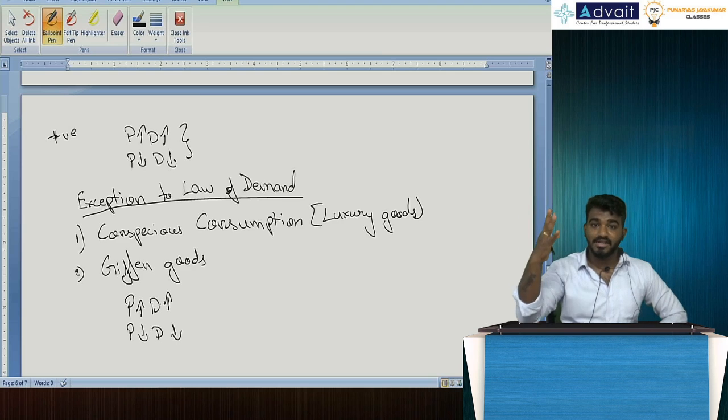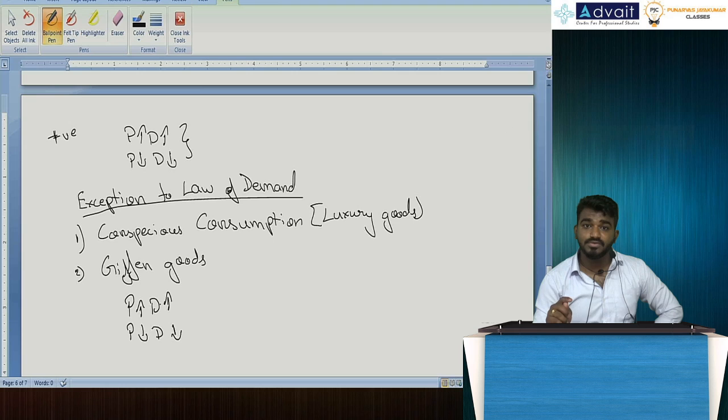Compare it to basmati rice. But can I consider that 1 rupee rice as a Giffen good? No. But I can consider this 80 rupee rice as a Giffen good. Acceptable. Superb. Remember this point. Sir, Giffen goods are those goods on which the customer spends a major part of his income.